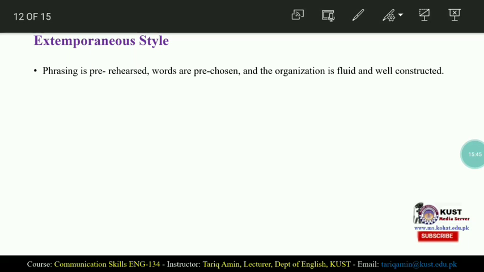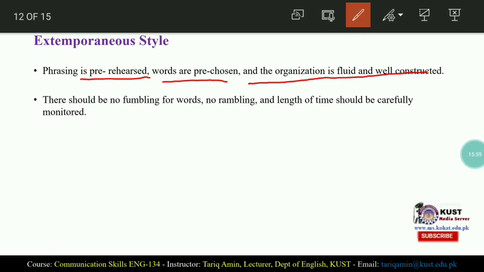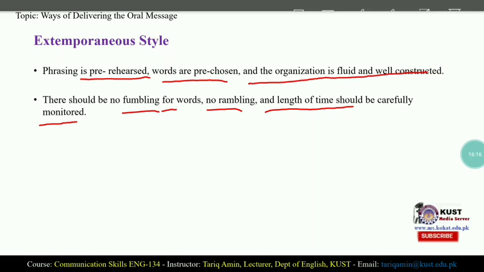Phrasing is pre-rehearsed, words are pre-chosen, and the organization is sound and well constructed. There should be no fumbling for words, no rambling, and length of time should be carefully monitored. You should monitor the length of your presentation. There should be no rambling in your presentation, and there should be no fumbling for words.